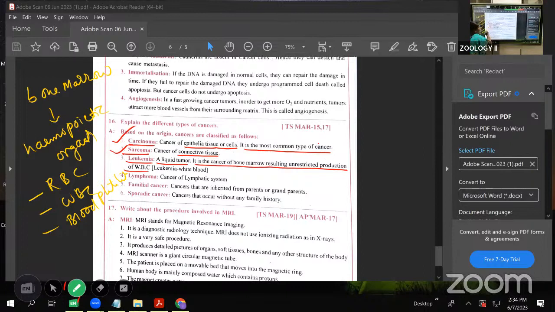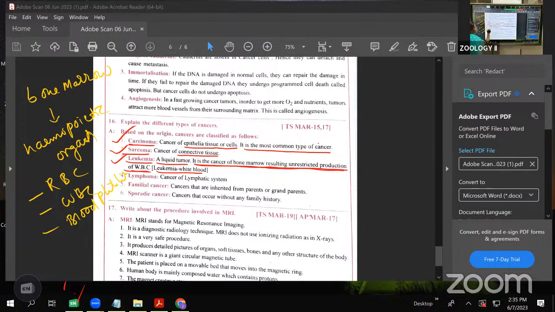Here, what is it? Leukemia. Leukemia means it is a liquid tumor, meaning it appears inside the blood. It is a cancer of the bone marrow. In the bone marrow, tumors occur automatically, resulting in unrestricted production of WBC. When WBC is produced more than the average, an abnormal increase, we call that leukemia, or white blood cancer. Next, this is about leukemia, or liquid cancer.